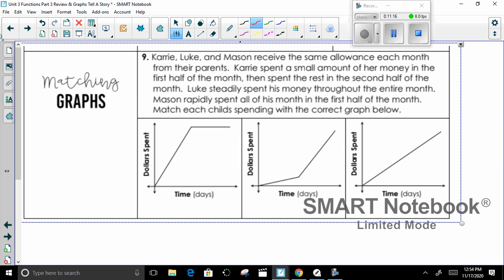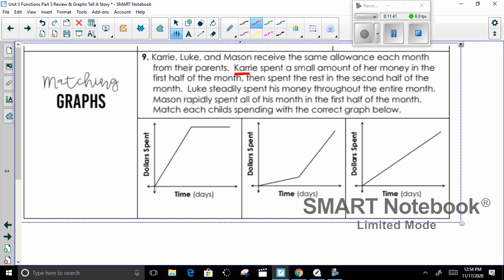All right, we are going to skip a couple things. So the next page that you have, we're going to skip 1 through 8, and we are going to jump right to number 9. So let's go ahead and look at number 9.